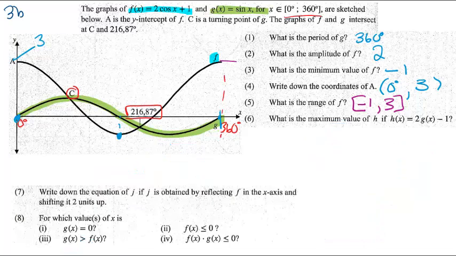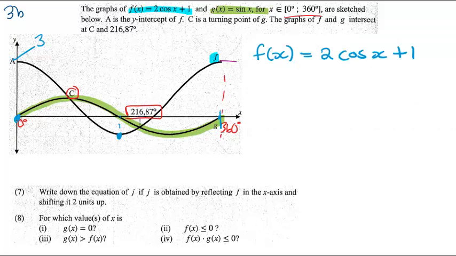Next question: write down the equation of J if J is obtained by reflecting F about the x-axis and shifting it 2 units up. That's interesting. So they're telling us a couple of things are happening here. The first thing is the word reflection. So we know a reflection means it's a negative sign in front of the coefficient. So I am going to make that a negative sign over there. Then they are telling me shifting it 2 units up. So up means plus 2. I add a +2 at the end.